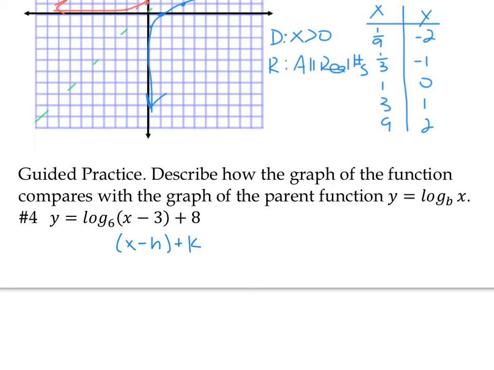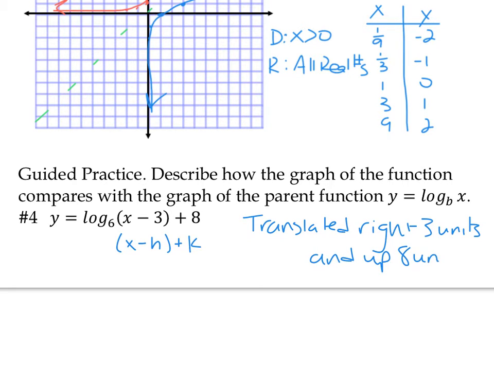So the h is the horizontal shift. In this case, it's translated right 3 units and up 8 units. Remember the minus 3 here, it's a minus in our equation standard transformation, so minus 3. The h value is a 3, a positive 3. The k value, plus 8, so our k value is an 8, so it's going to the right 3 and up 8. So that type of transformation is the same as we saw with exponentials or other types of graphs as well.